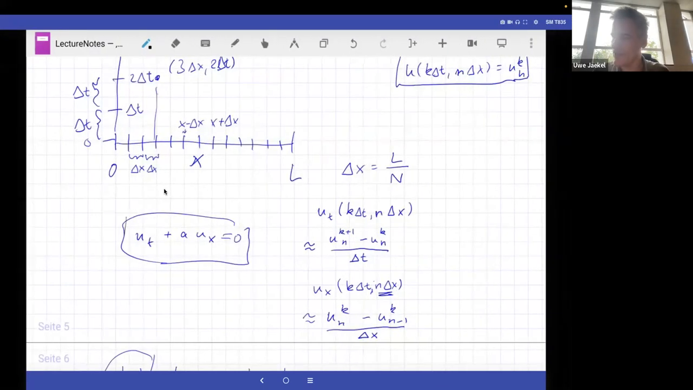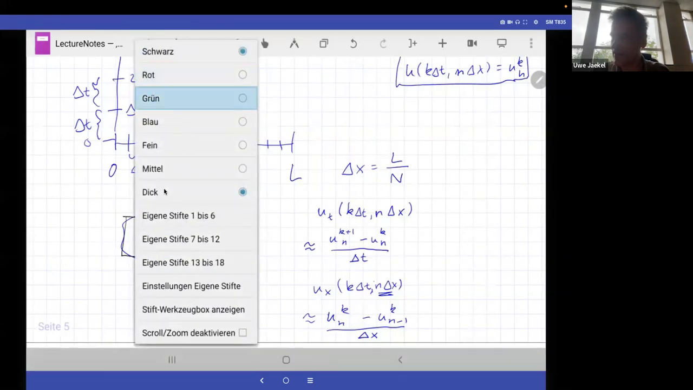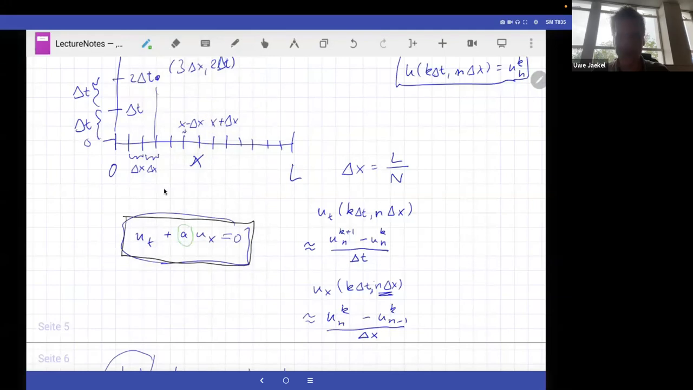Here we have the equation. A is the transport velocity, and keep in mind, we need this later. This is the factor before the derivative with respect to u. And this we interpret as a velocity.